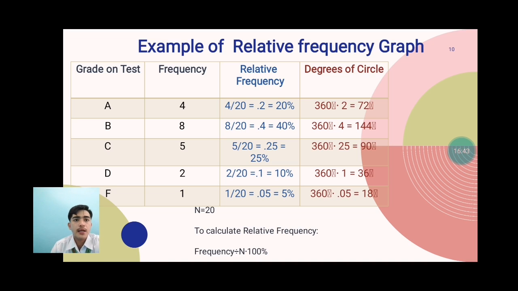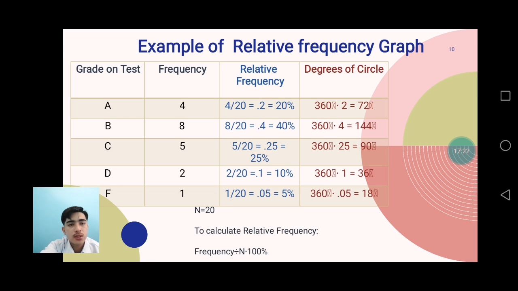So how do we calculate a relative frequency? Simply frequency divided by total. For example, 4 divided by 20 is equal to 0.2. Followed by 8 divided by 20, we have 0.4. 5 divided by 20, we have 0.25. 2 divided by 20, we have 0.1. And 1 divided by 20 is 0.05.